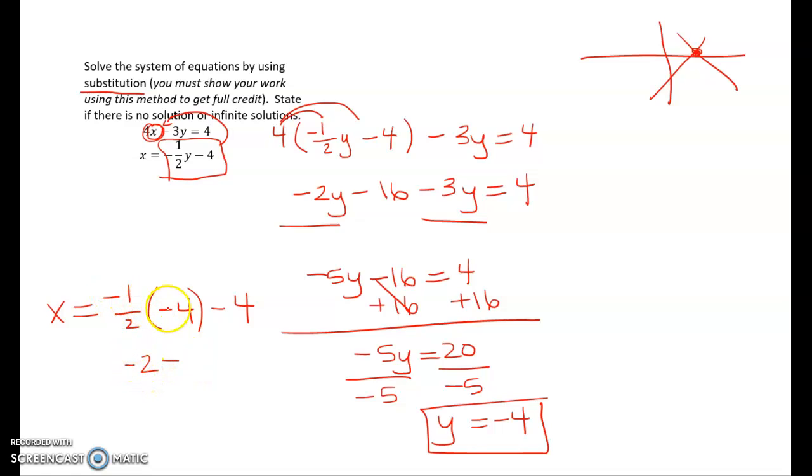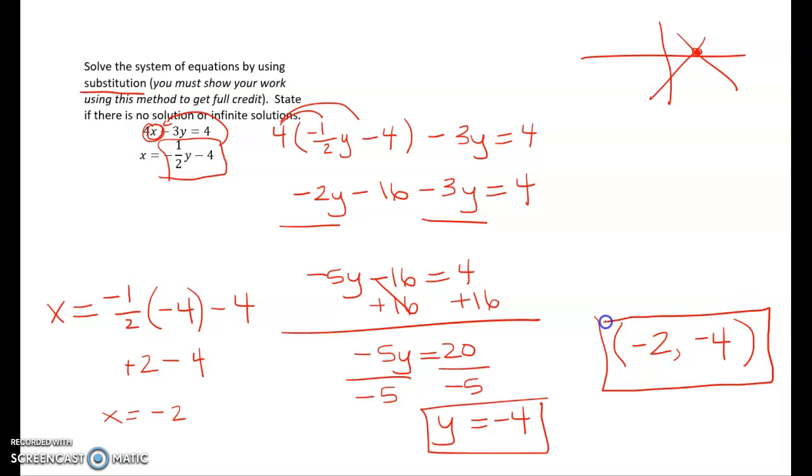Almost made a mistake. Negative times a negative is a positive. So positive 2, and then minus 4. 2 minus 4 is going to be a negative 2. So our ordered pair then, the place where these two lines cross, is the point negative 2, negative 4. That's our final answer.